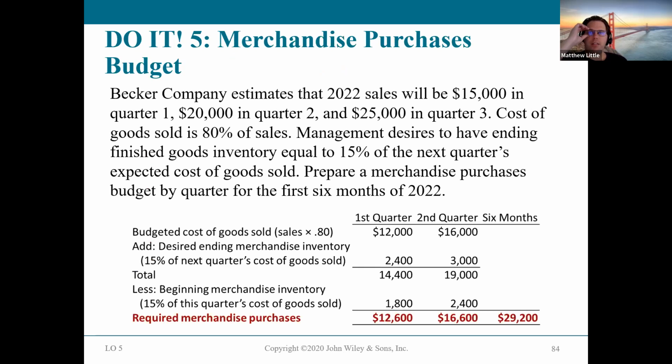I think the last little example here, we have Becker Company. They estimate their sales, and we're asked to prepare a merchandise purchases budget by quarter for the first 6 months. We look at our budgeted COGS. So 15,000, 80% is COGS. Adding our desired next quarter COGS, less the opening, we get our purchases, and you can follow the math accordingly.